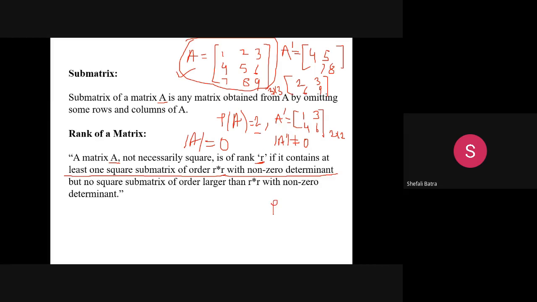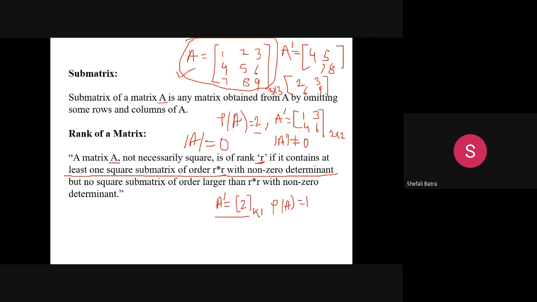Or if I'm saying another example, if I'm saying the rank of this given matrix is 1, it means this matrix is having A dash with one non-zero entry. This is a non-zero entry and its order is 1. So its determinant is also non-zero. That is fine.